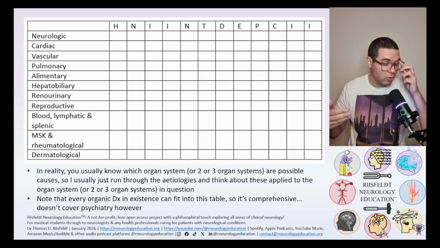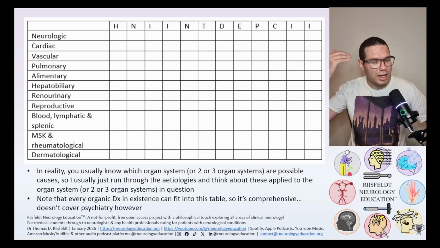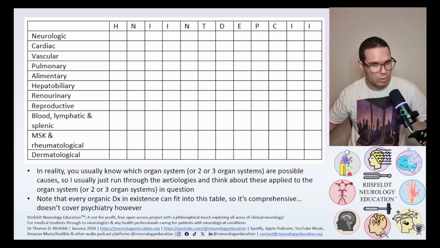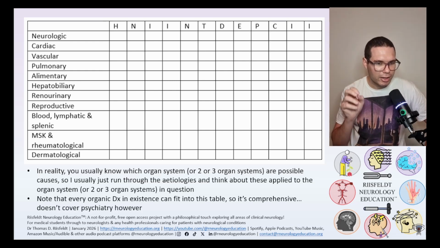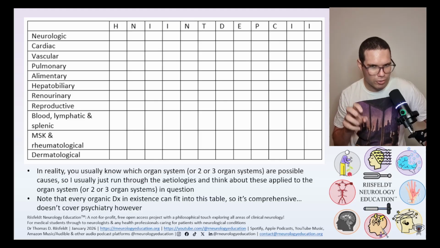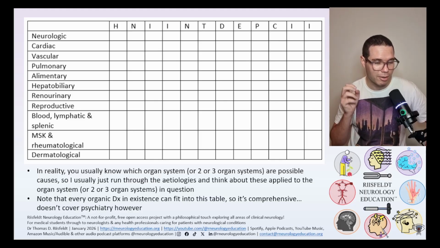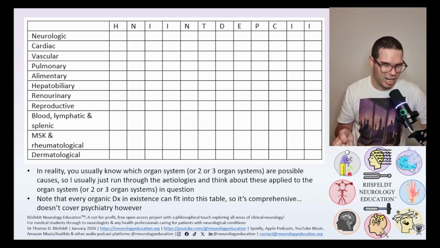And so what I usually actually do in practice is I just run through the etiological categories. So I run through that acronym. How nice is it now that Daniel Evans pours cream in icing to think about what could I be missing here? And every organic diagnosis in existence should be able to fit into this table. So it really is a comprehensive way of thinking about diagnoses in clinical medicine, although it doesn't cover psychiatry.